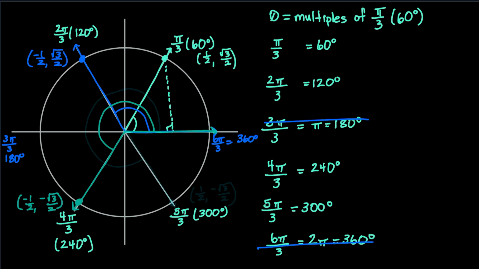Last, 5 pi over 3, which lies in quadrant number 4, initial side on positive x-axis, terminal side at 5 pi over 3. So the coordinate point that lies on that terminal ray in quadrant 4, where x's are positive and y's are negative, it's going to be positive 1/2, negative radical 3 over 2.